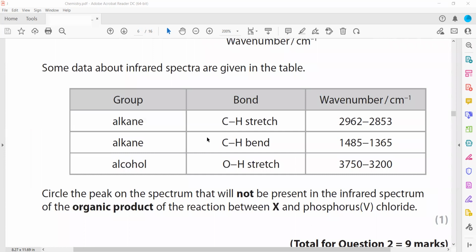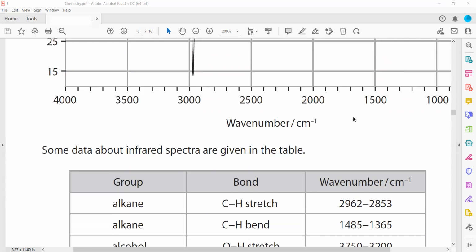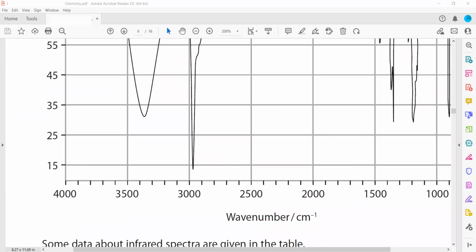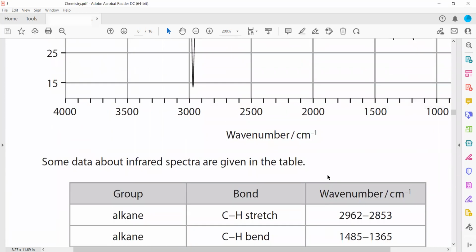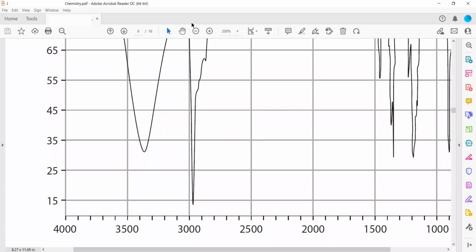Some data of the infrared spectrum are given. Alkane C-H stretching is given, bending is given, and circle the peak on the spectrum that would not be present in the infrared spectrum of the organic product. So the organic product is the halogenoalkane C4H9Cl. So which of the peaks won't be there in C4H9Cl? This peak is due to what? This is due to the presence of OH.